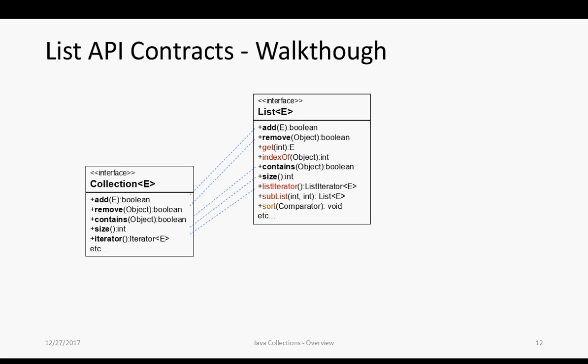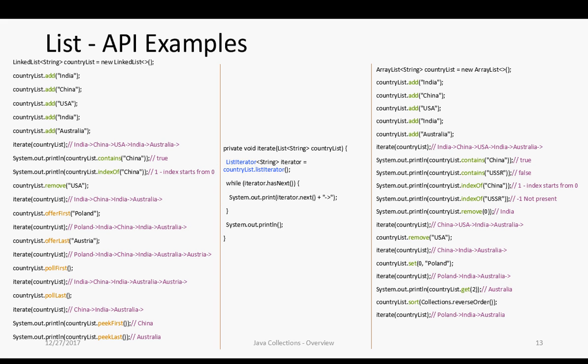Let's quickly talk about the list API contract. The add, remove, contains, size, iterator, which is what we have seen and which we are going to look at through the examples. On the other hand, you can get and remove the elements based on the index. And most recently in Java 8, you have a sort along with the comparator. How am I going to sort my list of objects?